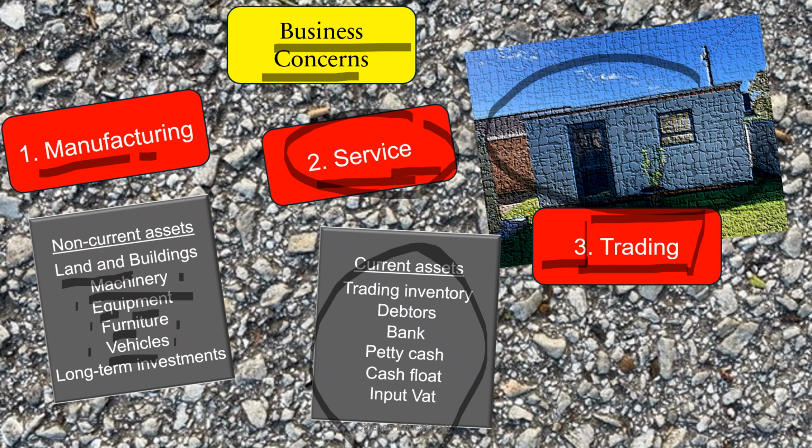Here's an example of my office. I'm a sole proprietor and I deliver a service, and I obviously need a place to operate from. I can't operate all the time from a coffee shop. It gets too expensive. So I have an office, and that would be my land and buildings, my non-current asset.